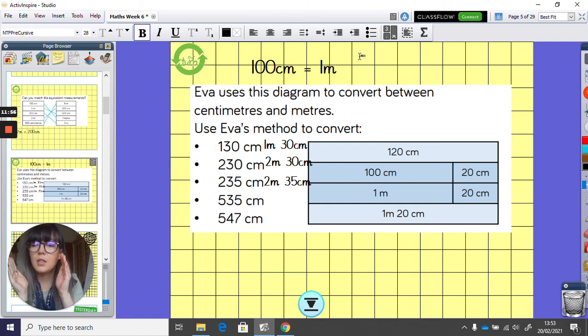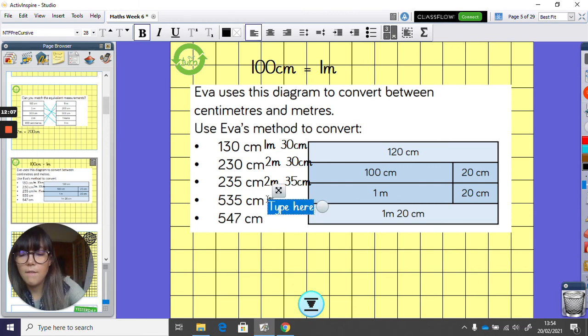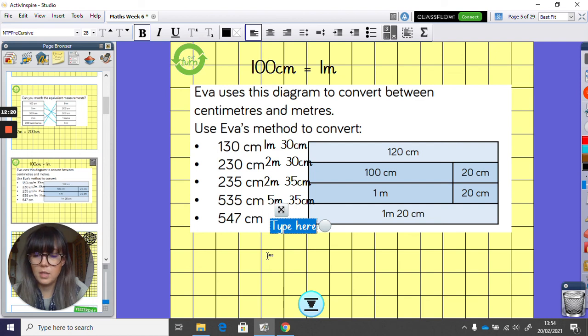535 centimetres can be split up into the hundreds, 500, and then the tens and ones, 35. So we've got 500 centimetres and we've got 35 centimetres. So therefore, it will be 5 metres, because we know that 500 centimetres is 5 metres, and 35 centimetres. Now, if you've done all those, you're going to know the last one. You know that 500 is 5 metres. So then what's left? 47 centimetres. Really well done if you got those right. This method can seem confusing, but really it is pretty self-explanatory, and you probably would be doing this in your head anyway.